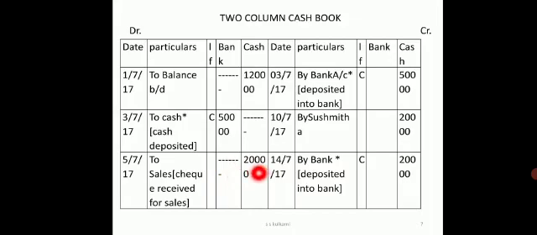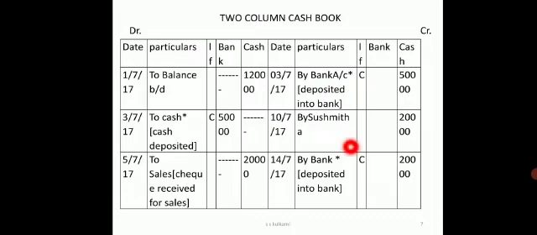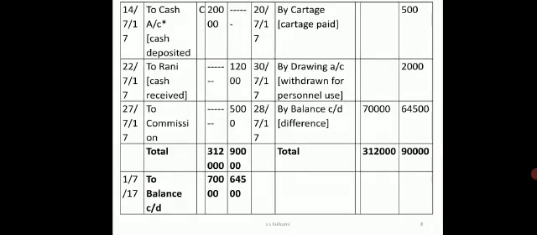Next, it is 20,000. Next, coming to 14th. So on 14th I have again cash deposited into bank, that is for 20,000. So cash deposited, the same amount is taken here on 14th, that bank cash is decreased by bank 20,000, which is a contra entry. Next, on 20th we have paid cartage, so nothing is stated, we are going to credit it in the cash column.